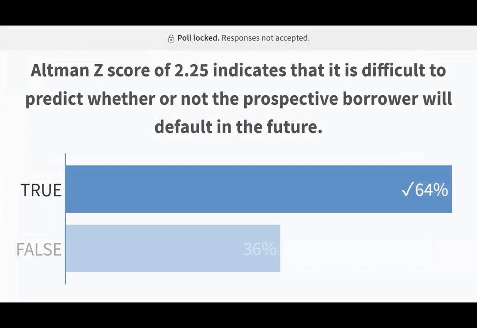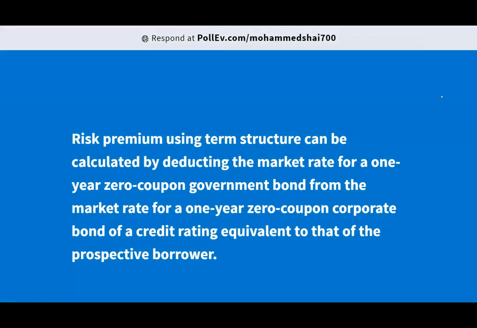Ultimately, 225 indicates that it's difficult to predict whether it will default. It doesn't say; this is what we call the critical area. So the answer is true. But over 299, it's no problem. Is this right?